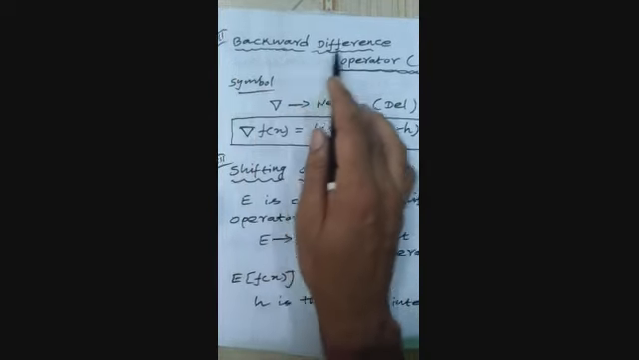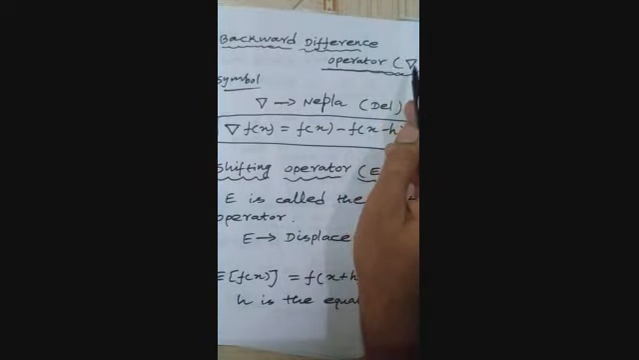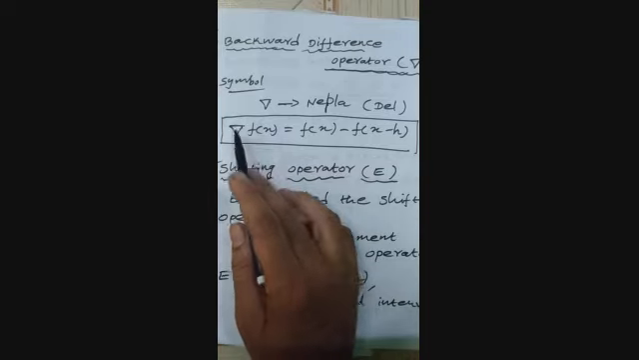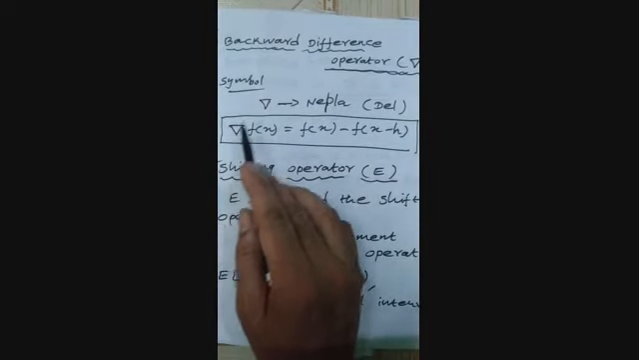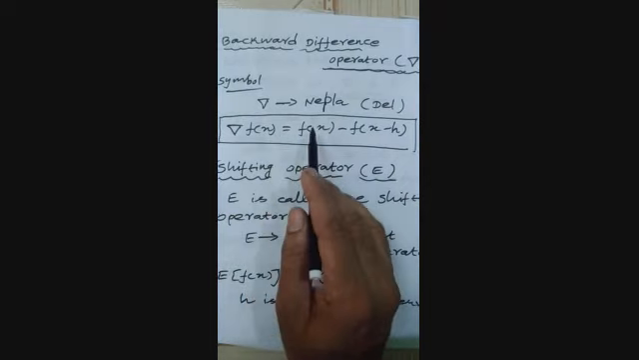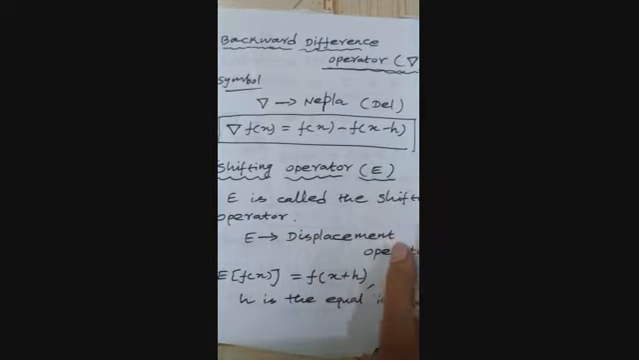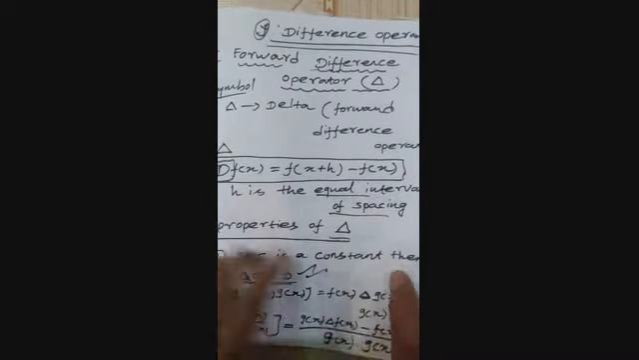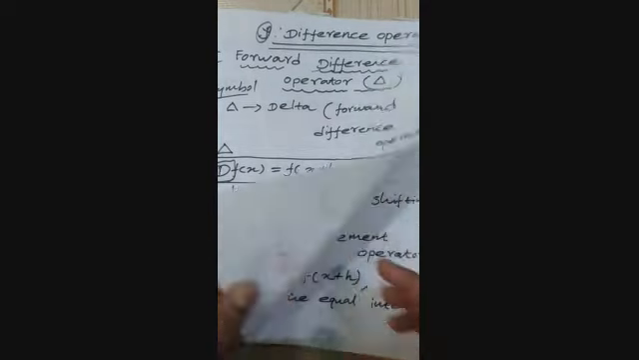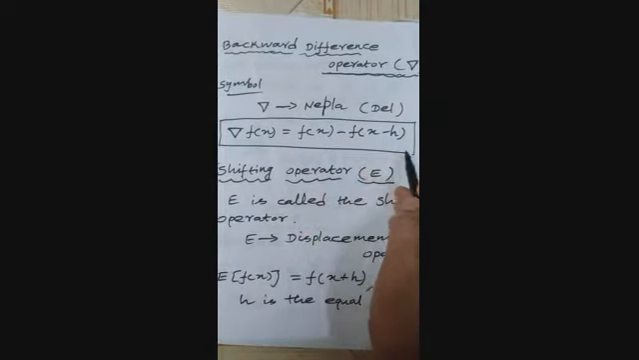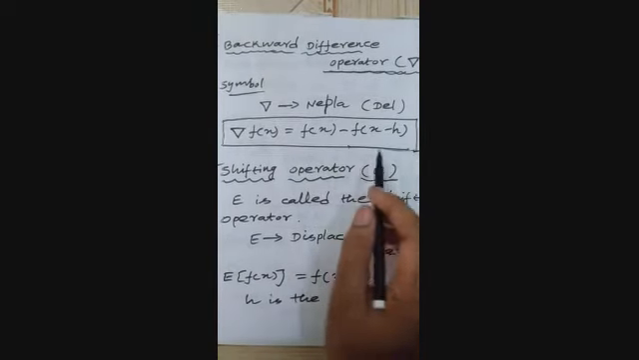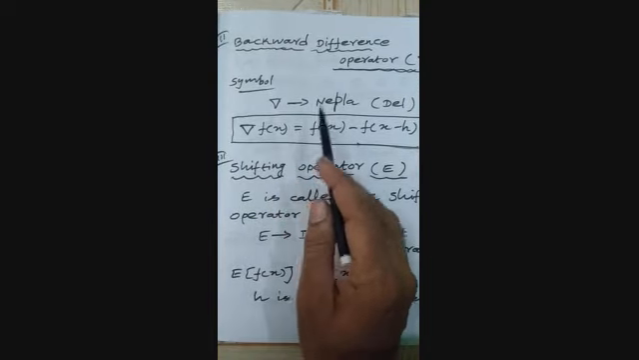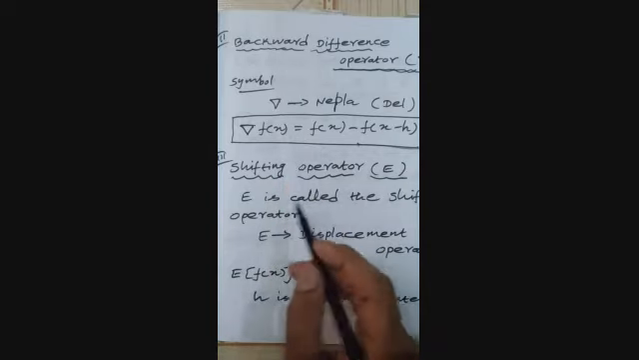Next, the second one, the backward difference operator, that is nabla. The symbol is called nabla, otherwise I can say del. It is defined like this: del f of x is equal to f of x minus f of x minus h. So that is the difference between delta and nabla. Here f of x plus h minus f of x, here f of x minus f of x minus h. So this is a very important difference, you know. So the backward difference operator is defined like this.